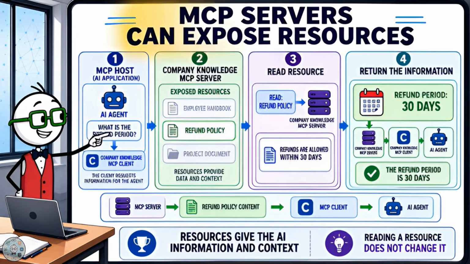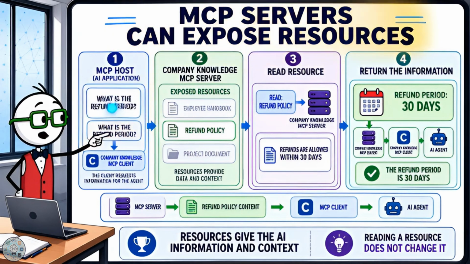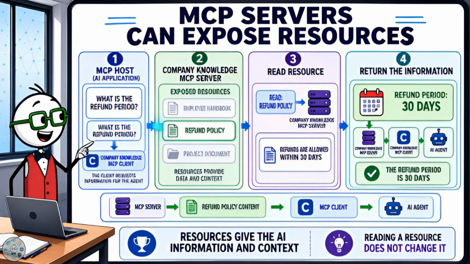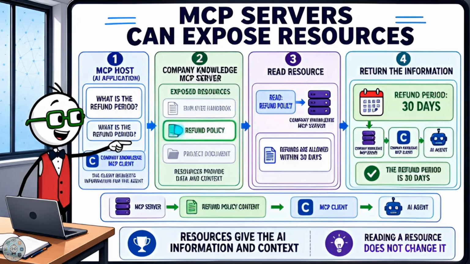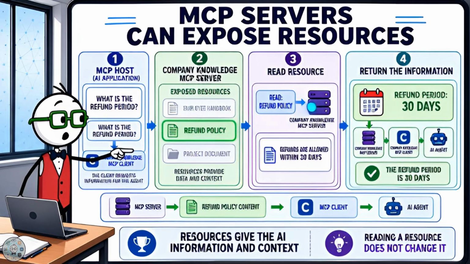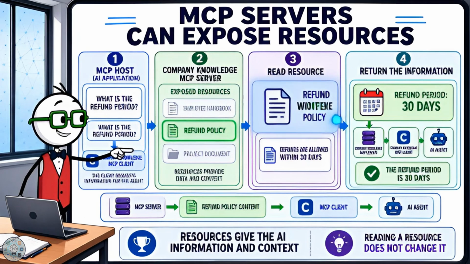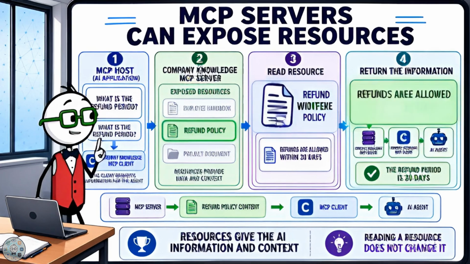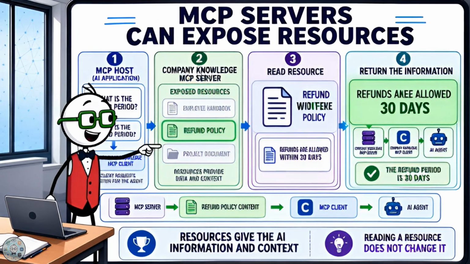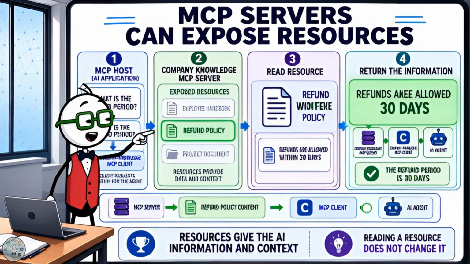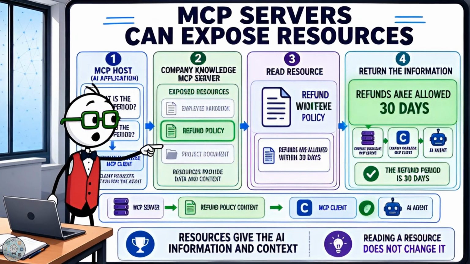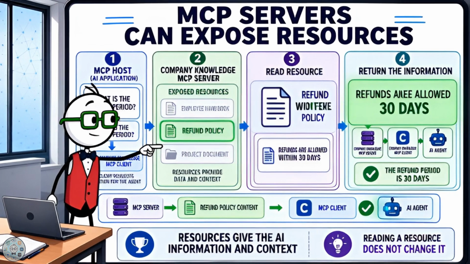MCP servers can expose resources that provide information and context. In this example, the user asks about the company's refund period. The Company Knowledge MCP client requests the refund policy from the MCP server. The server returns the policy content, which states that refunds are allowed within 30 days. That information travels through the MCP client to the AI agent, which answers the user. Unlike a tool, a resource provides information. It does not perform an action or change the original document.